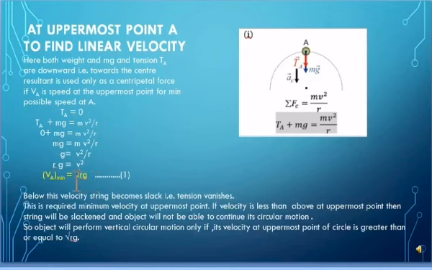What this equation tells us is the required minimum velocity at the uppermost point. If velocity is less than this, what will happen? The string will become slack and the object will not be able to continue its circular motion. So, to perform vertical circular motion, the velocity at the uppermost point of the circle must be greater than or equal to square root of Rg. Below this velocity, the string becomes slack and tension will vanish. So this equation is very important: VA minimum is equal to square root of Rg.